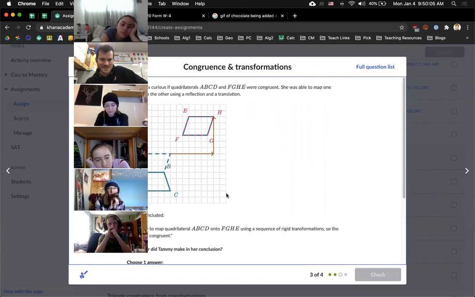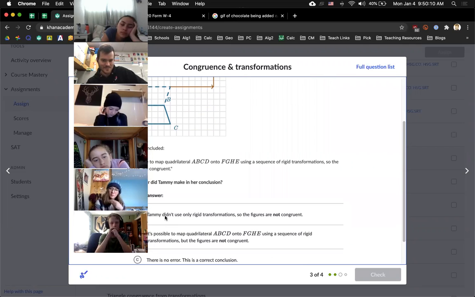Well, she did. She used a reflection in the translation, so it's definitely not A. She did use rigid transformations. B, it's possible to map them using a sequence of rigid transformations, but the figures aren't congruent. That doesn't make sense.